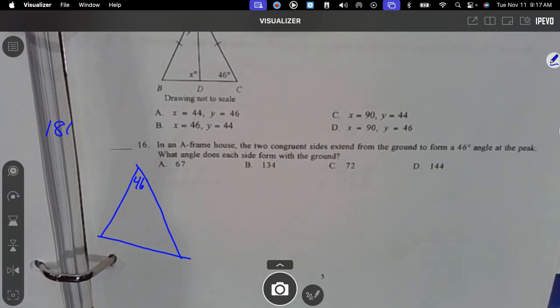Does everybody understand that? So how do you figure out what the base angles are? What angle does it form with the ground? Yeah, 180 minus your 46. So let's see what's left over to split here and here. What's 180 minus 46? 134. That is right, it is 134. All right, then what do we do? Divide it by 2. And what is it? 67. There you go.